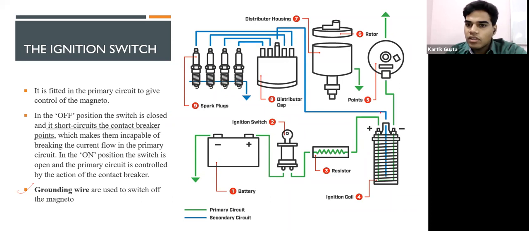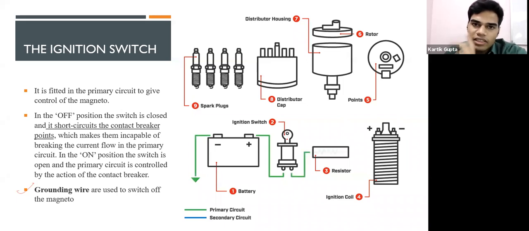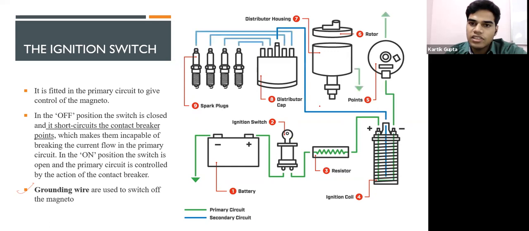Secondary circuit and primary circuit. Secondary circuit, see, it's going to the distributor itself. Primary circuit is the first coil. The secondary circuit is the second coil which produces the EHT. All right, the EHT is produced and given to the distributor.